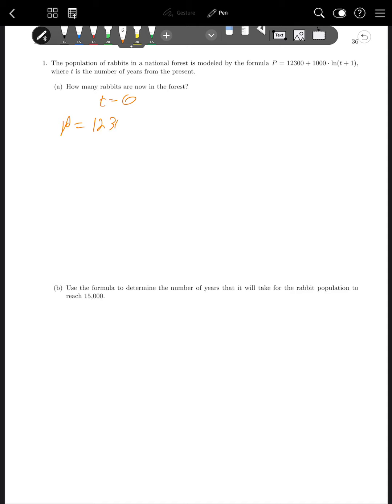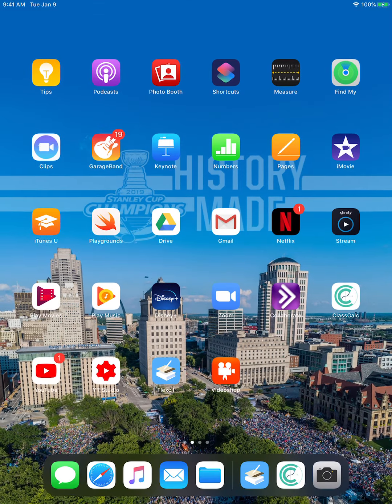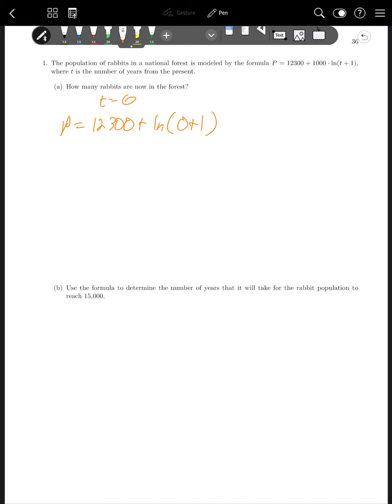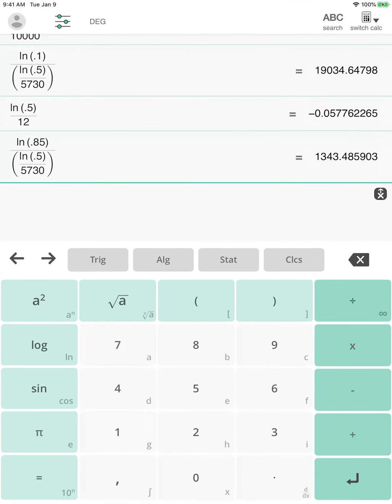So P equals 12,300 plus the natural log of 0 plus 1. And you can just plug that in your calculator. Oh, whoops, except I forgot something from the formula. Plus 1,000. So that would have given us a very different answer. Times the natural log of 0 plus 1. Okay, so we can plug that in here if we want. So 12,300 plus 1,000 times the natural log of 0 plus 1. And we get 12,300.